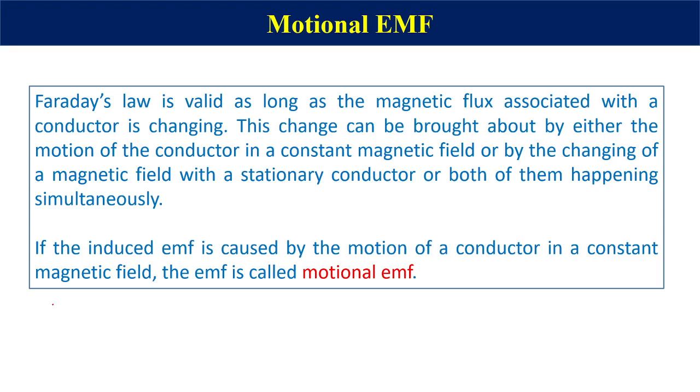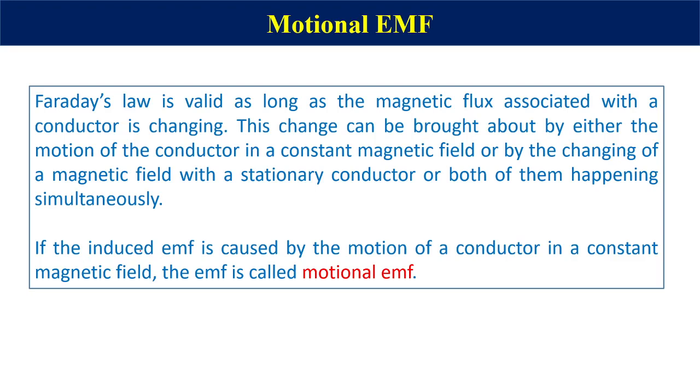Now Faraday's law is valid as long as the magnetic flux linked with a coil is changing. This change of magnetic flux linked with a coil can be brought about either by the motion of the conductor in a constant magnetic field, or by changing the magnetic field with a stationary conductor, or you can do both of these happening simultaneously.